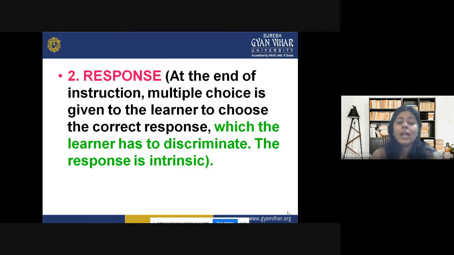This means the learner has to select the correct answer or give the correct responses on the basis of the choices that have been given by the programmer. The response is in string.